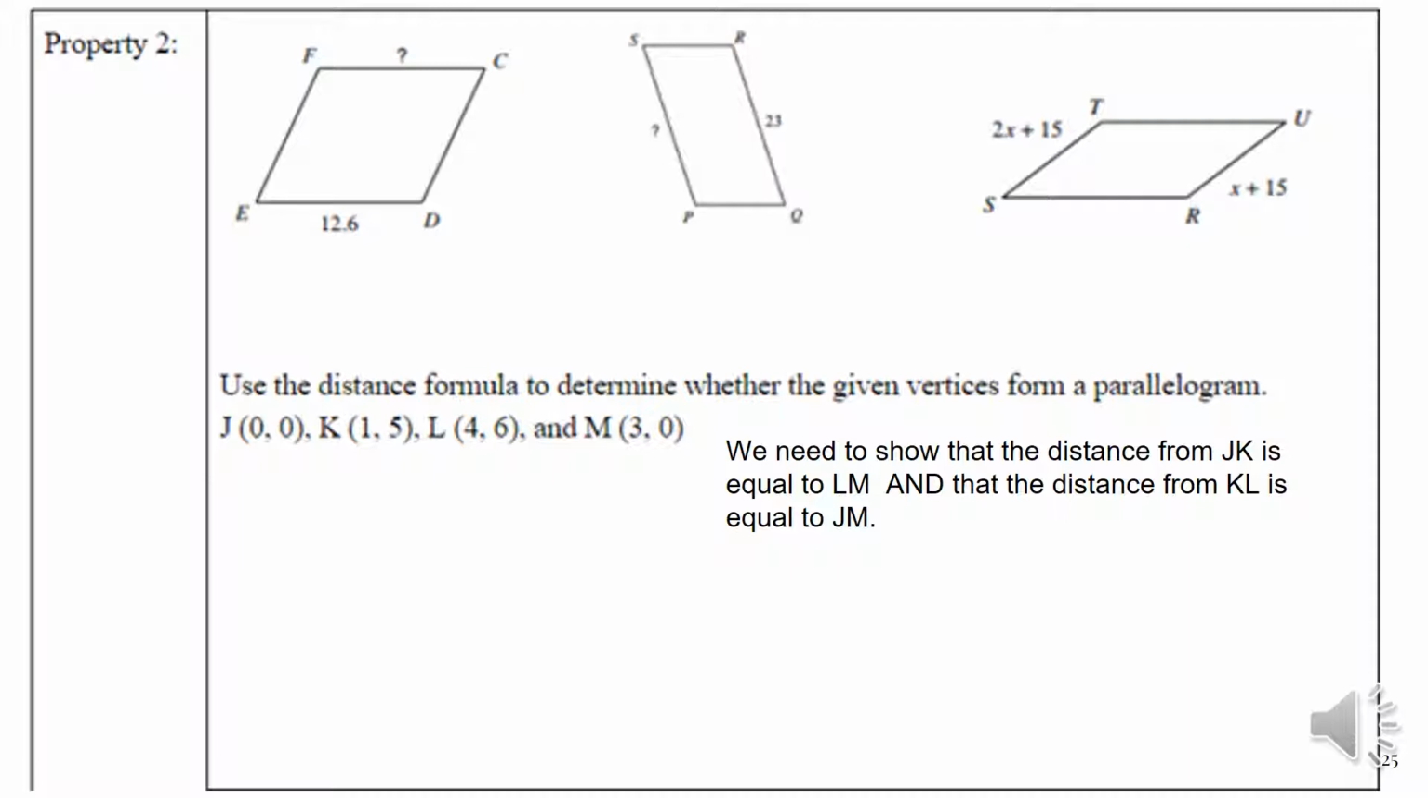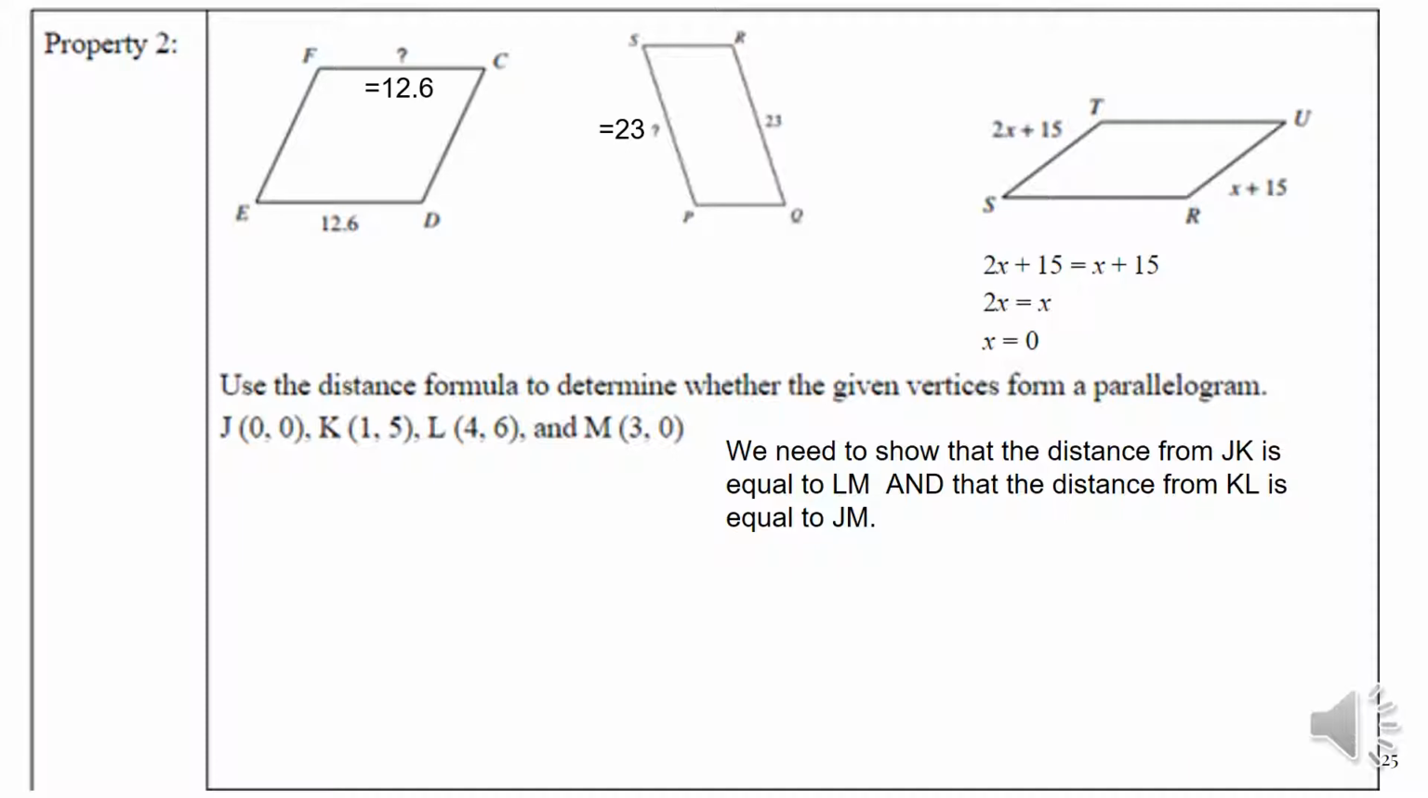In property 2, if ED is 12.6, then FC is also 12.6. If RS is 23, then SP is also 23. If ST is 2x plus 15 and RU is x plus 15, we know that they're supposed to be equal, and so we can solve that equation and we can realize that x would have to be 0 in order for that to be a true statement.